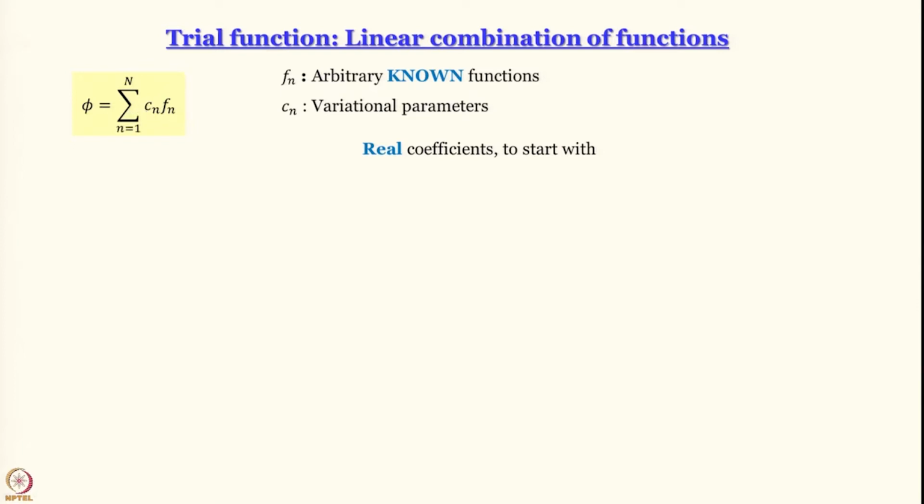So, I start with capital N number of arbitrary known functions which are compatible with the system, and what I do is I use the coefficients as the variational parameters. Okay. We can always do it, and again this is something that we have encountered in chemistry.